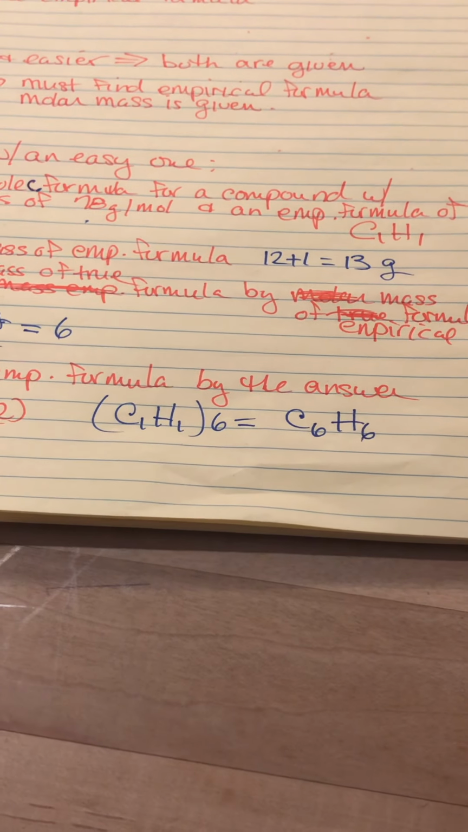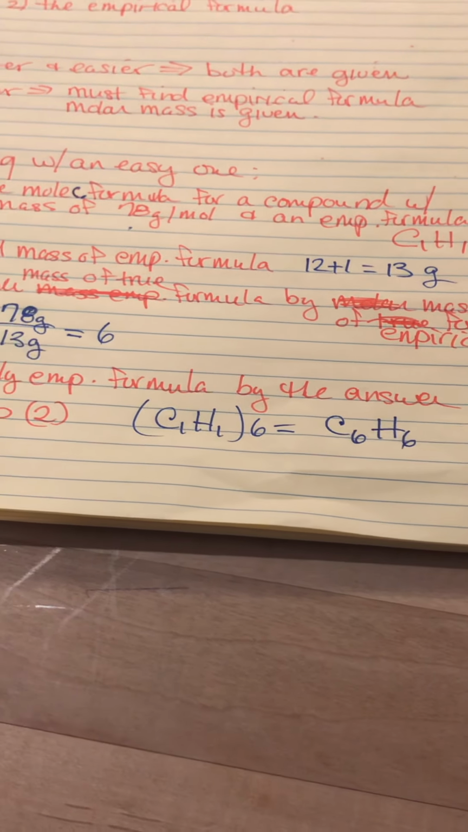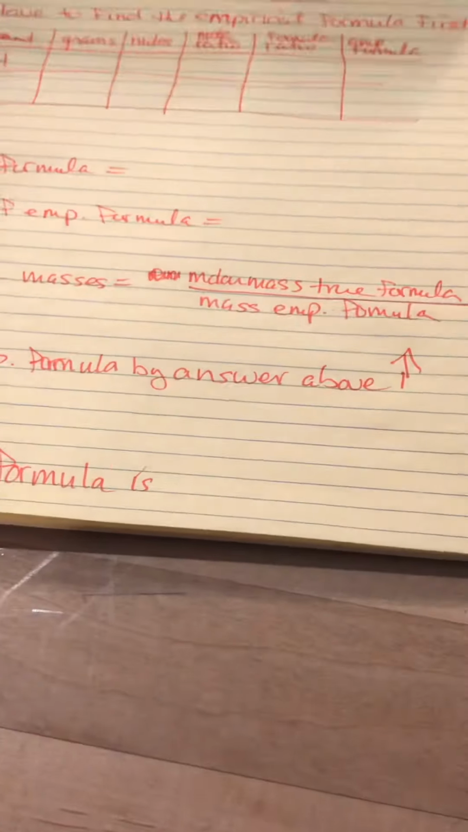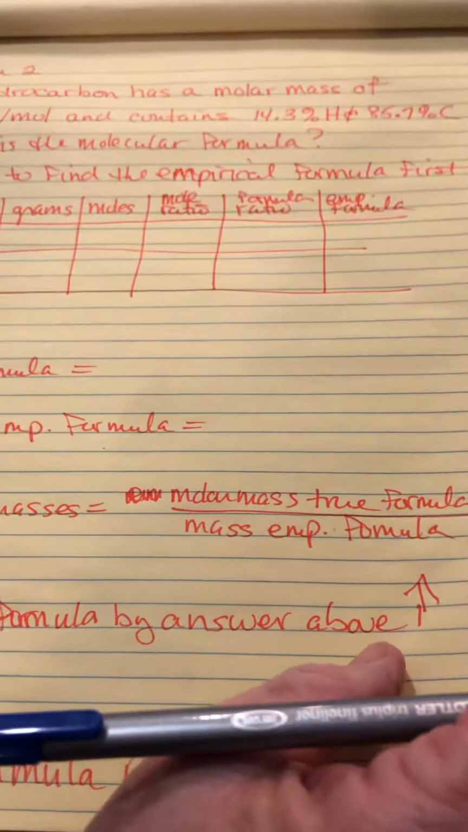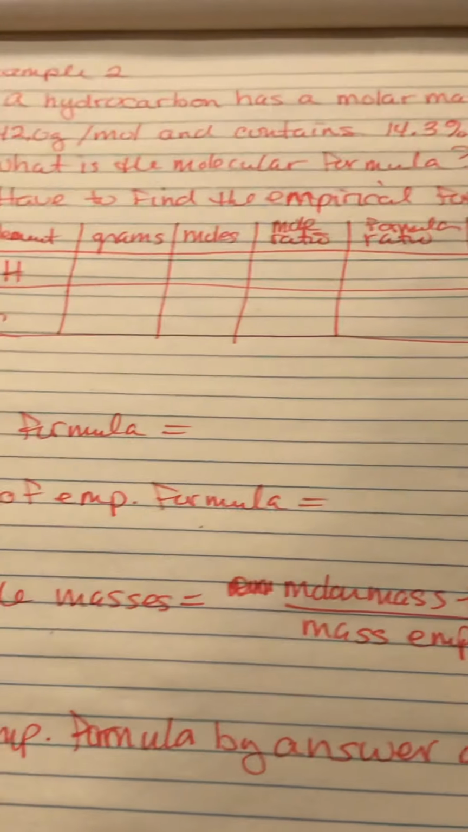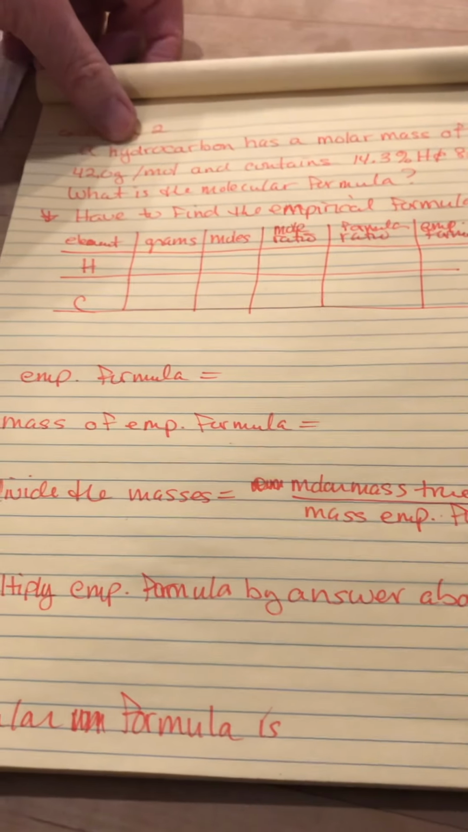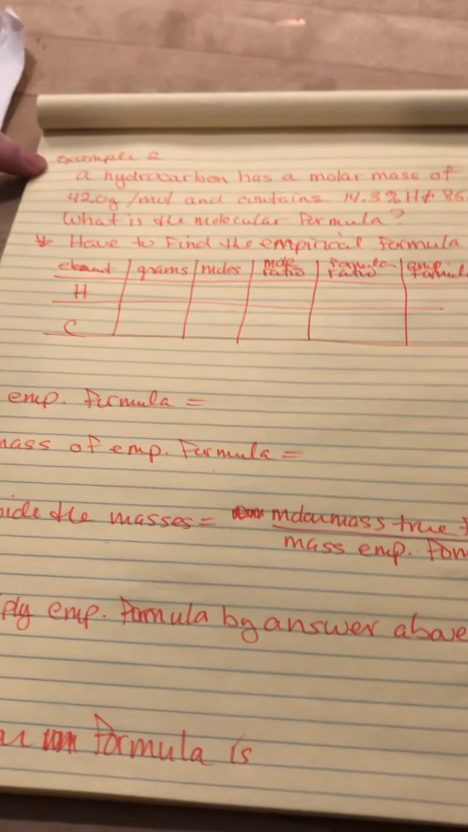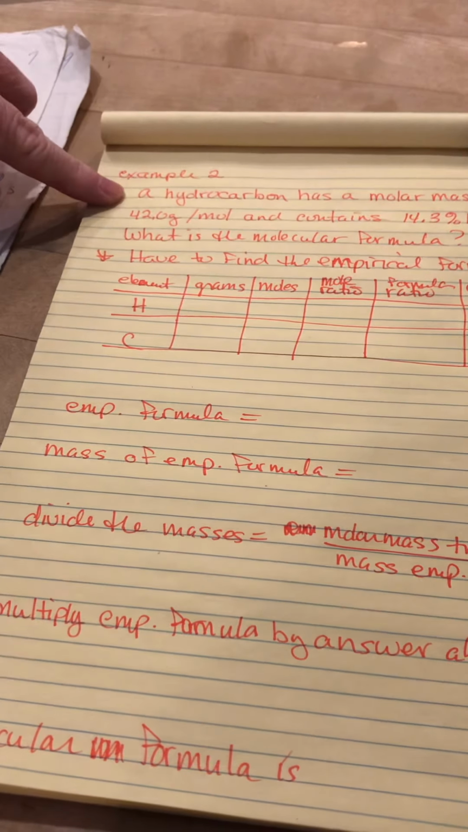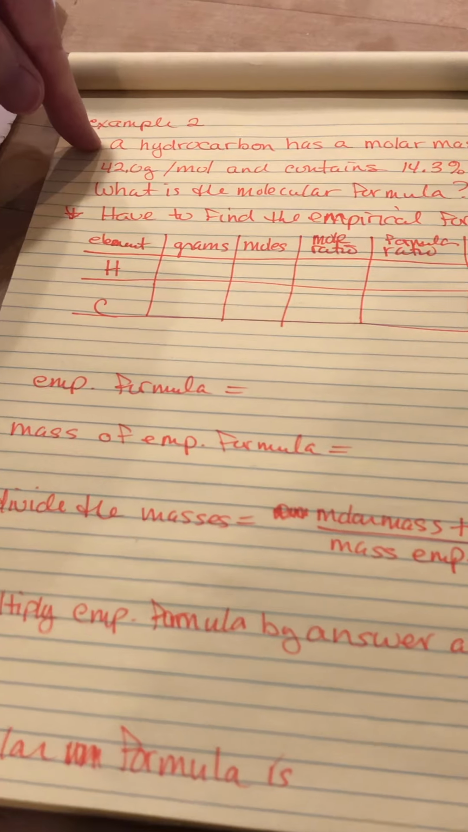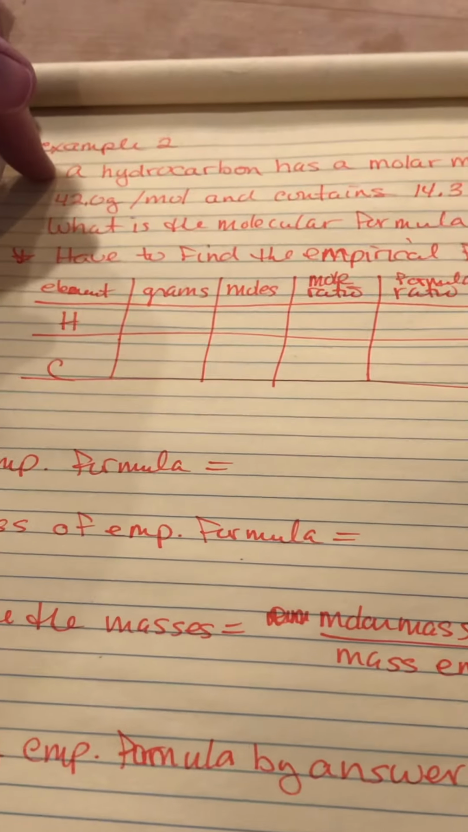Okay, that is an easy one. That's the kind everybody always wants to get. That isn't what you're always going to get. So that's why it helps to know how to calculate the empirical formula. Does that chart look familiar? So again, we have another hydrocarbon. Okay, this is example 2. And a hydrocarbon is simply a compound made of hydrogen and carbon, hence the name hydrocarbon.